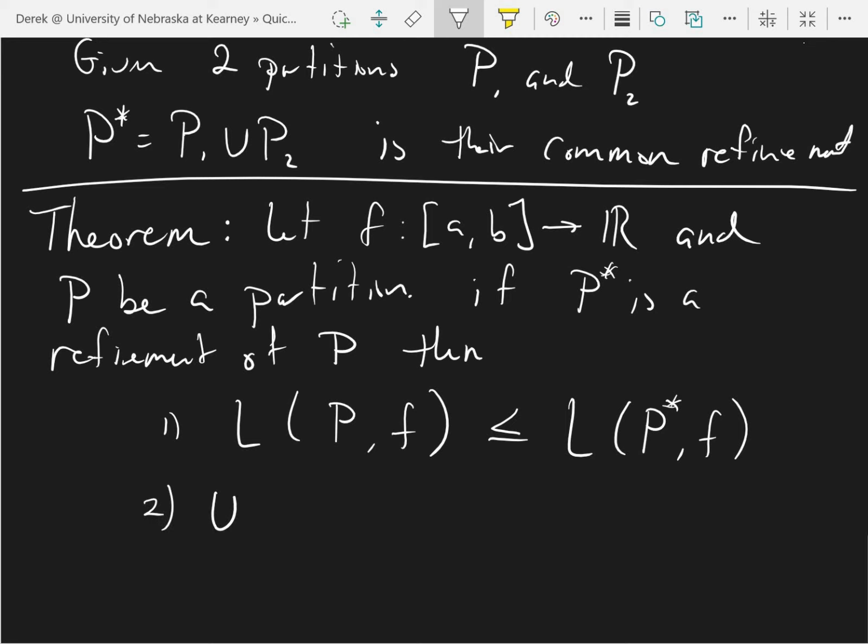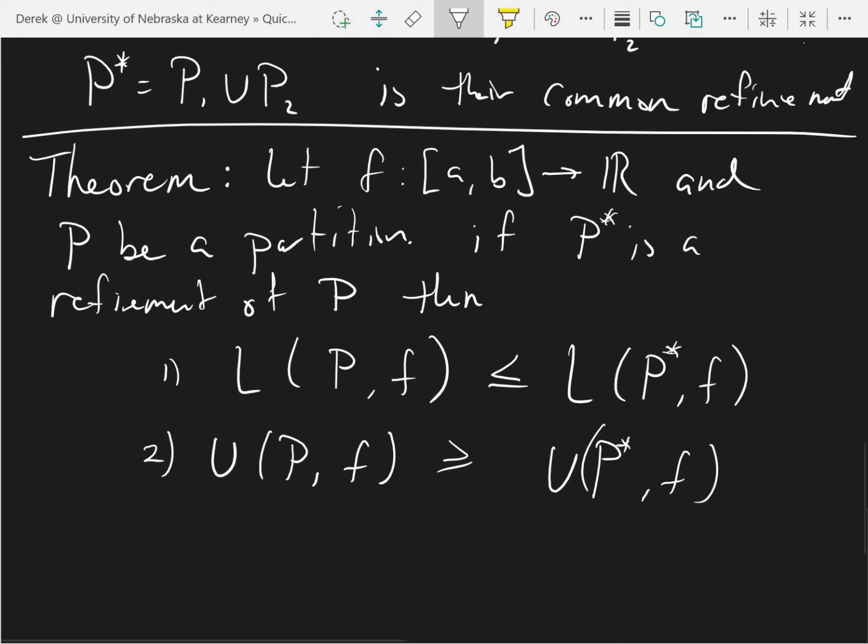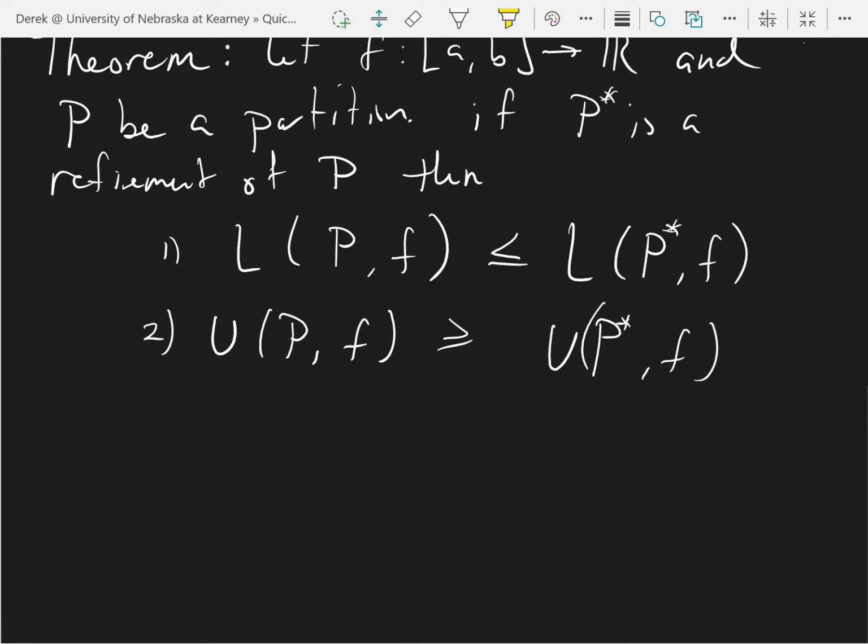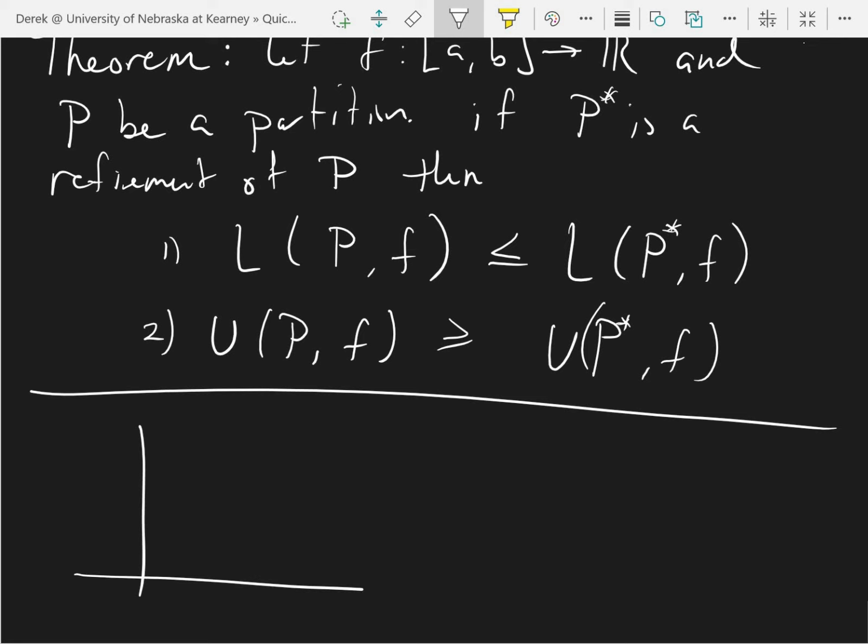And here we've got the upper and the upper, and how they work is the maximum values don't have as much weight as they did before. So let's just draw a quick picture, and I think I'll leave that as a proof for you, but here's the picture.